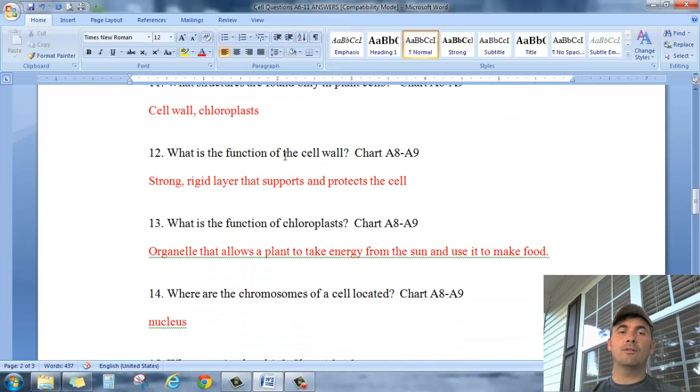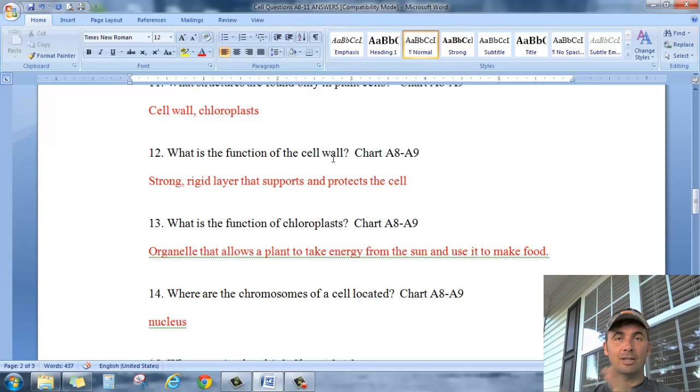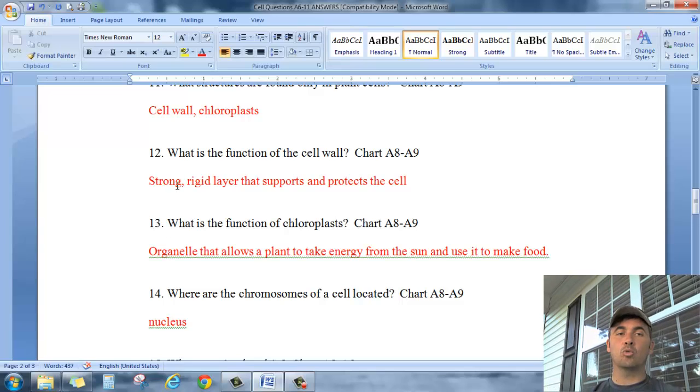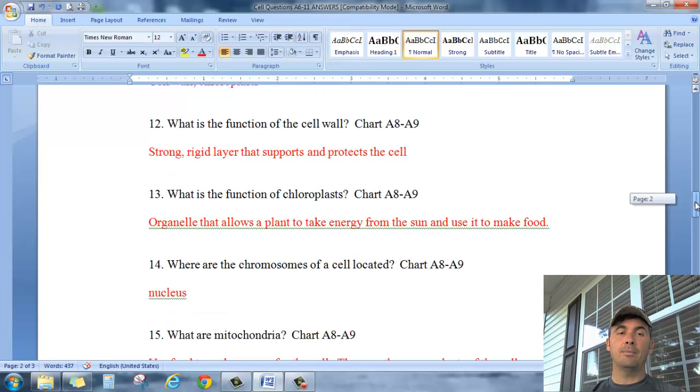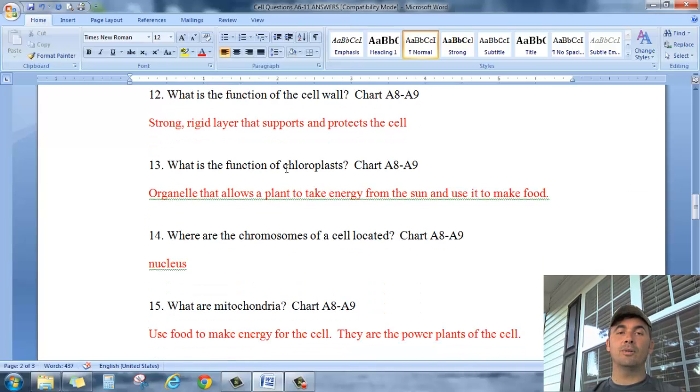Number 12, what is the function of the cell wall? Well, that's one of those parts of a cell, and its job is it's a strong, rigid layer that supports and protects the cell. What you want to remember here is the cell wall supports the cell and protects the cell. That's the meat.